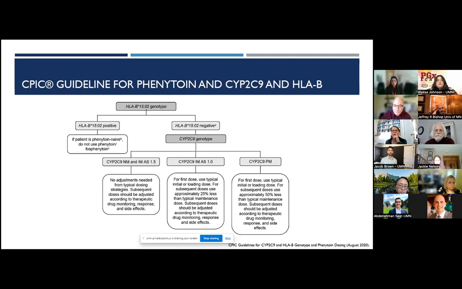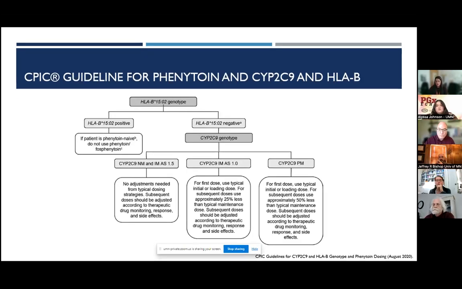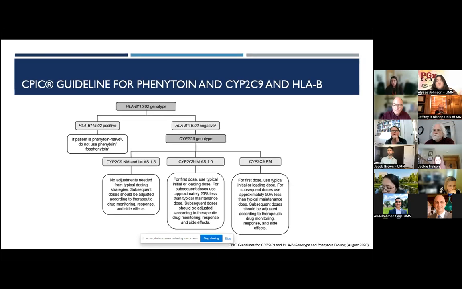So phenytoin is a drug that has a very narrow therapeutic index. There are many different factors that go into how a patient responds, and side effects, especially severe side effects, are not uncommon. So to have some help on board with guiding certain drug doses can be very helpful, especially because drugs like this that are associated with these severe side effects aren't necessarily used as first-line options anymore.